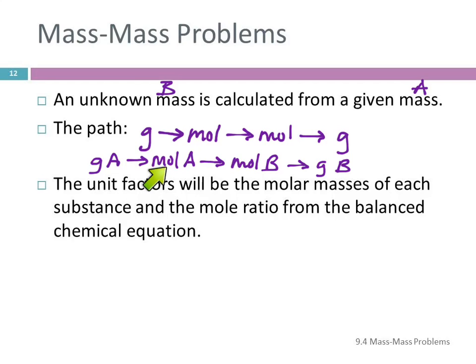Each of these arrows, it needs a unit factor. The unit factors for this sort of a problem, you're going to have the molar masses of each substance. So going from grams of A to moles of A, you're going to need the molar mass. And at the end, going from moles of B to grams of B, you need the molar mass. And the one in the middle is the mole ratio from the balanced chemical equation that we just learned about. So this is the big idea of mass-mass problems.